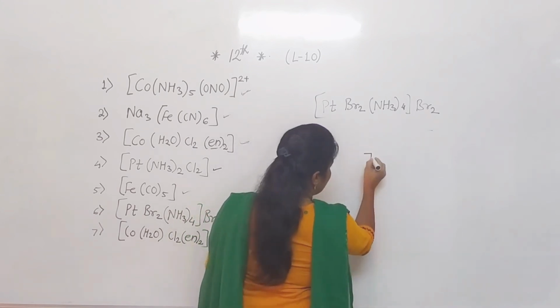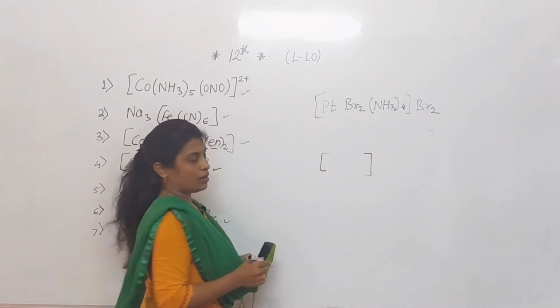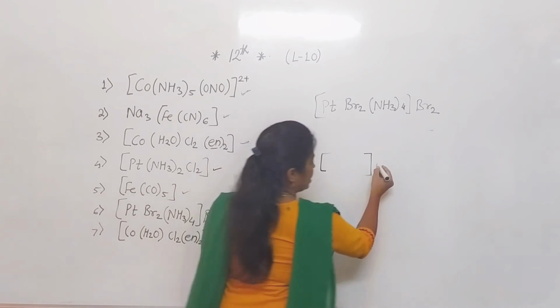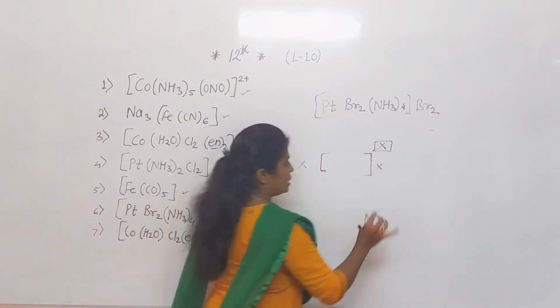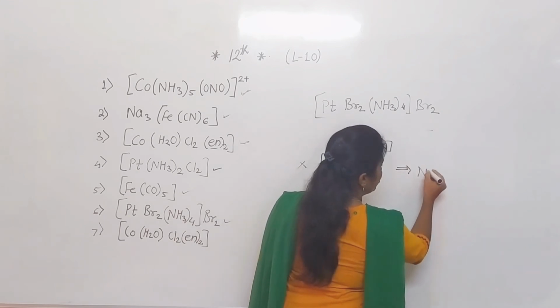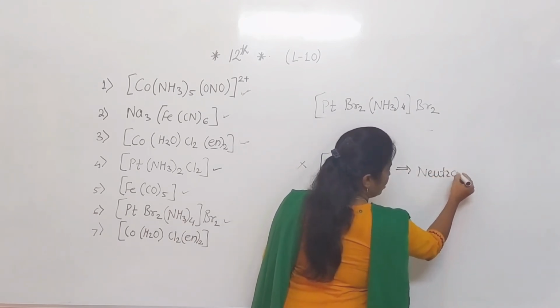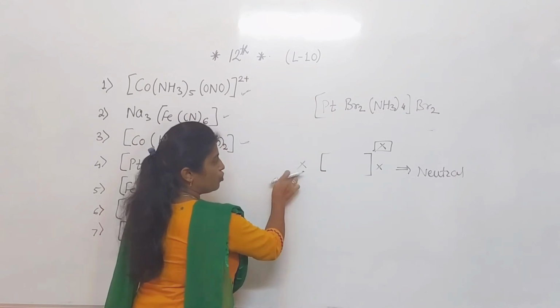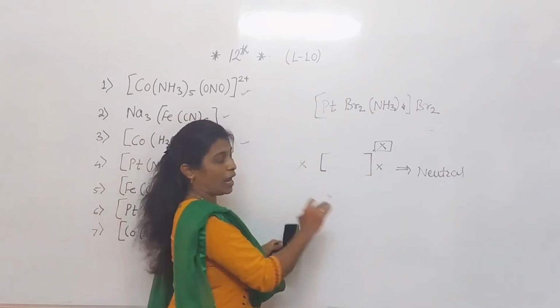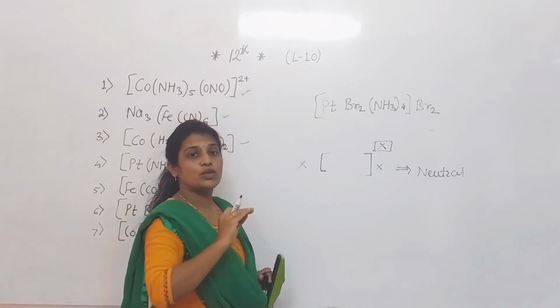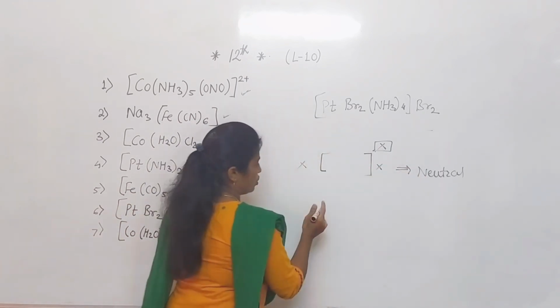What is that trick? See, if a square bracket is there, and nothing is before it, nothing is after it, and there is no charge, then this is the neutral complex. Clear to you? What is my point? Before the square bracket and after the square bracket nothing is there, and on the square bracket there is no charge, so this will be the neutral complex.